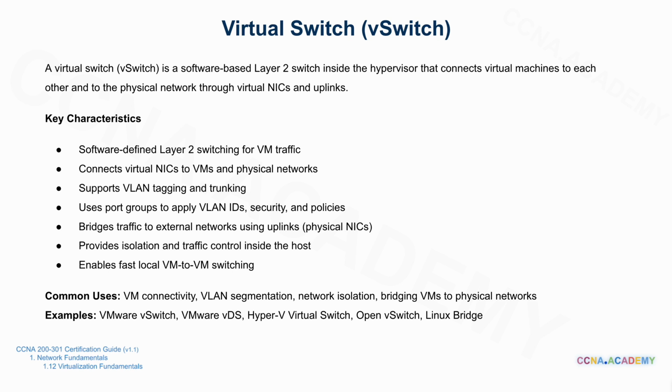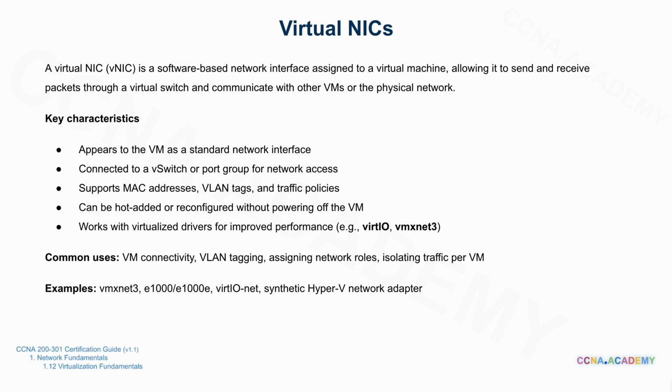Because it's virtual, you can instantly reconfigure, clone, or expand your switching environment. Popular implementations include VMware vSwitch, VMware Distributed Switch, Hyper-V Virtual Switch, and Open vSwitch. A virtual NIC is the network interface a VM uses to communicate.